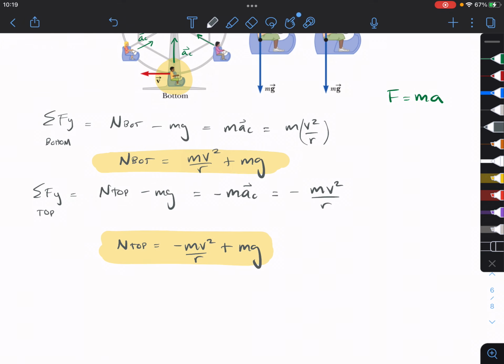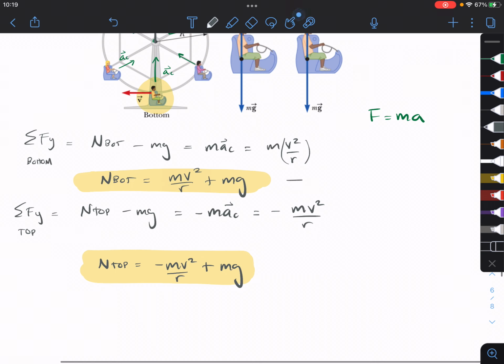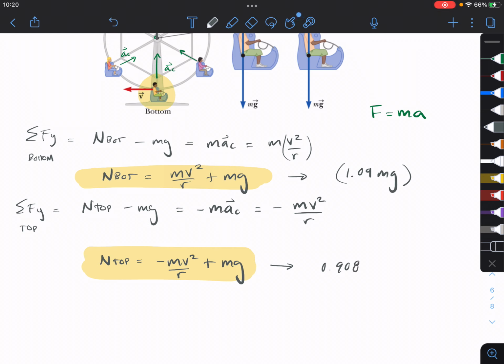Okay, so if we simplified these a little bit more, basically by plugging in our numbers here, and rearranged things a little bit, I'll leave you to the solution guide to do that part. I just want to conceptually touch on things here and not make these too long. So I would end up with 1.09 mg, just plugging in the numbers that I have. And then for this one, I would end up with 0.908 mg, because I ask you to solve for it in terms of multiplying by mass times gravity. So the units for this are actually newtons, because this is a force. The normal force is a force.